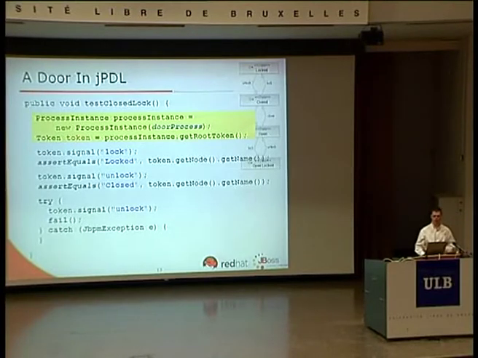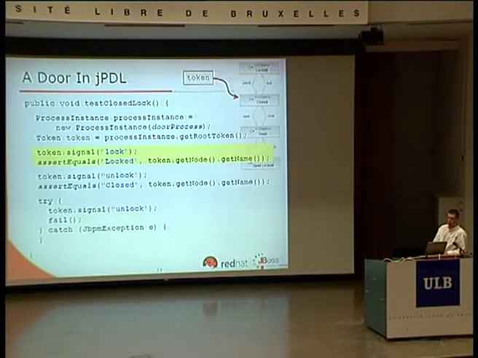Okay, so now we're going to send a signal. This is where you can see graphically the token. This is your runtime data structure. This is your fixed process. So when the process instance is created, in the yellow marked part, after this constructor, the root token is positioned in the start state, which in this case was the closed state.